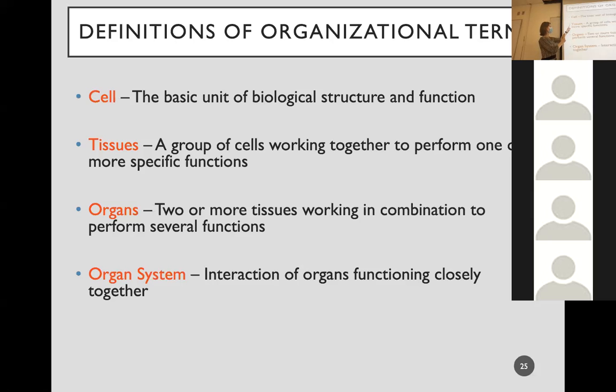And then tissues. Tissues are a bunch of cells working together. Like I said, they perform a very specific function. You are going to learn all about the tissues, and I'll talk a little bit more about them in a few slides. Organs are multiple tissues working together, organ systems are multiple organs working together. Okay, I think I've said that enough times. So that's our focus for this semester, cell to organ system.